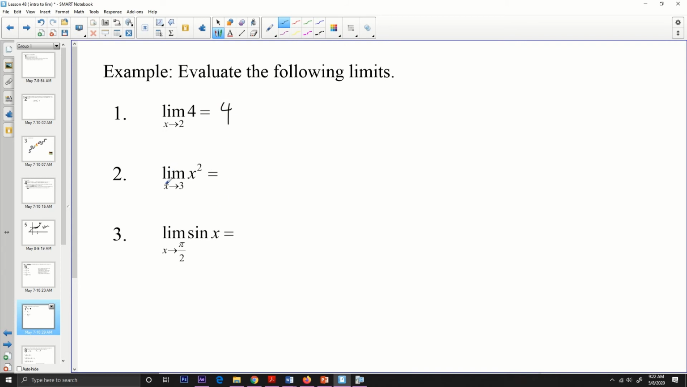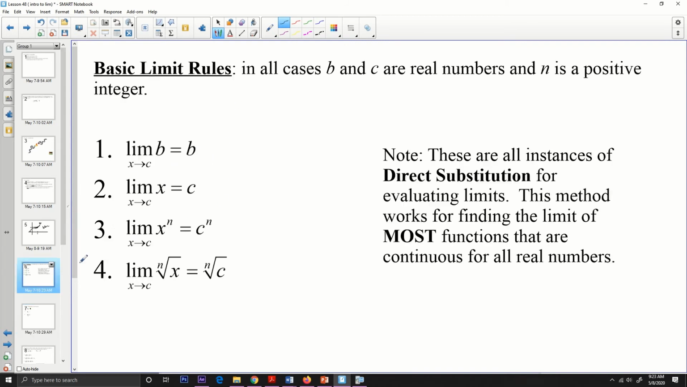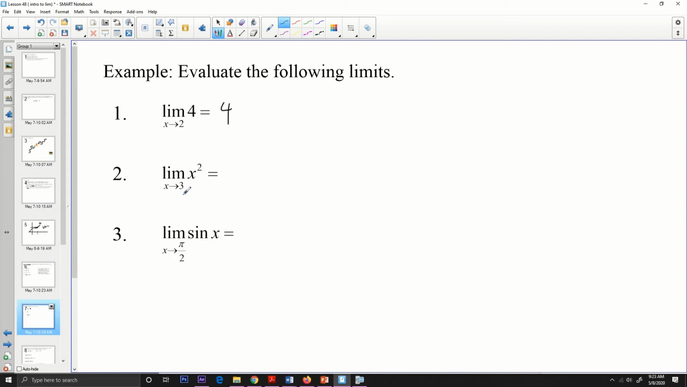What is the limit as x goes to 3 of x squared? Well, we have a property for that as well, and that's this one right here. If it is x to an integer power, we can just plug in that value that we're going towards. And so in this case, we're going to 3, so this is going to be 3 squared, which we can evaluate to be 9.